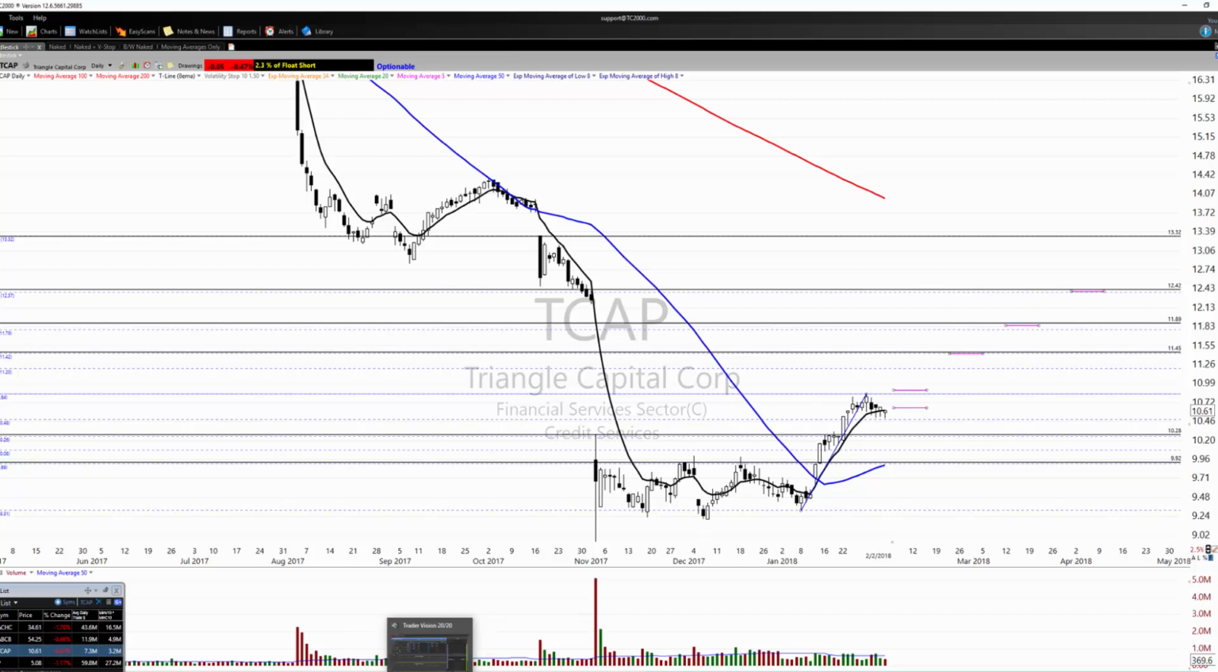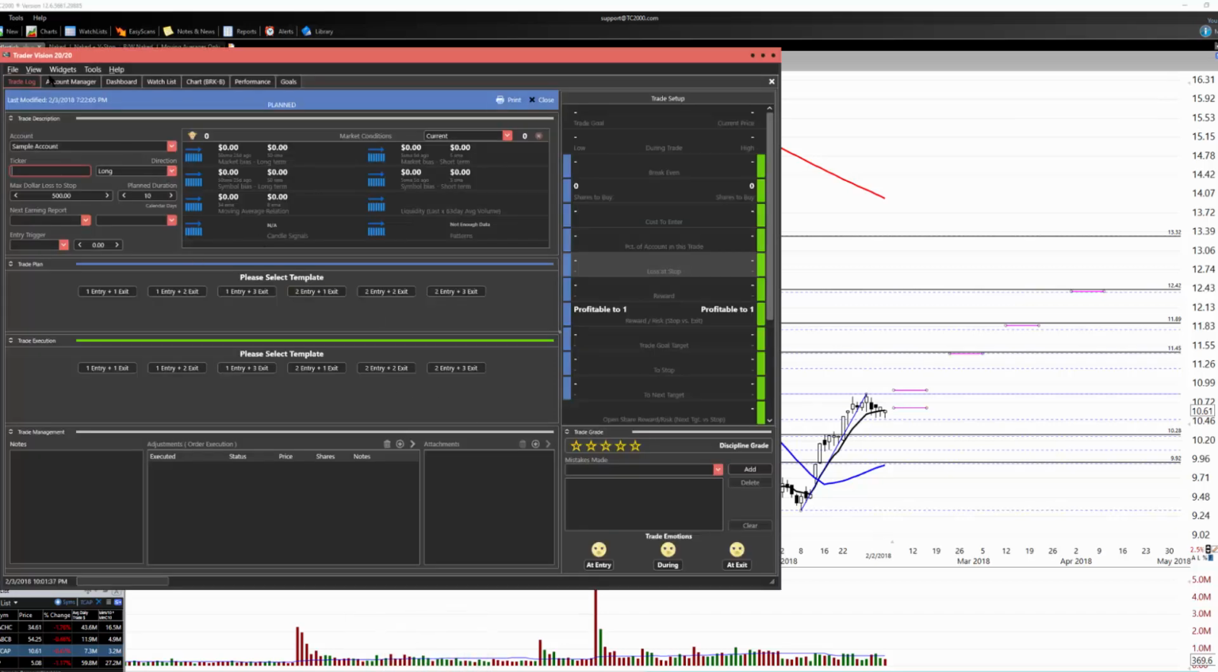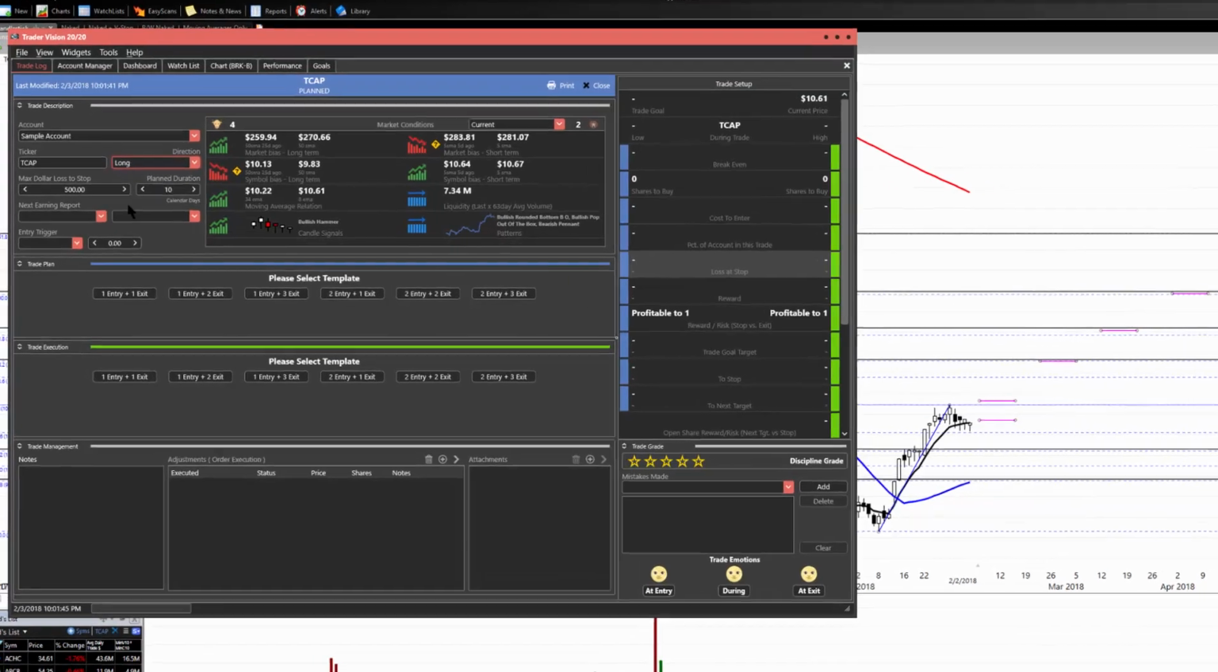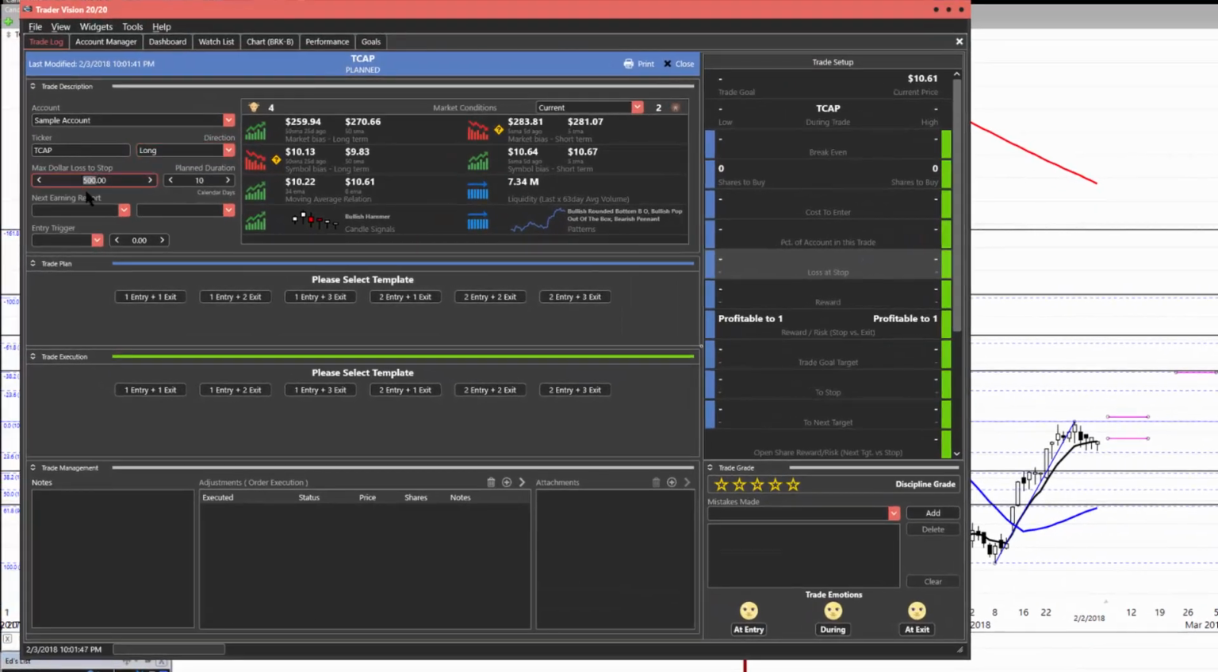and let's do a trade plan here in Trader Vision. So let's first put in the ticker, TCAP, and you'll note that this whole process kind of lines up somewhat with what we talked about earlier on validating trades. It's an extension of that. It's basically working through the scenarios that we have to come up with, whether or not we can put together a good trade.